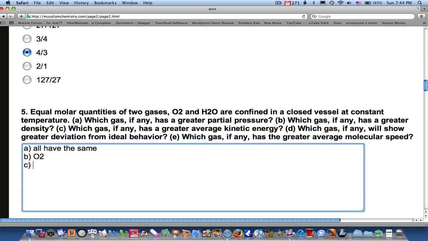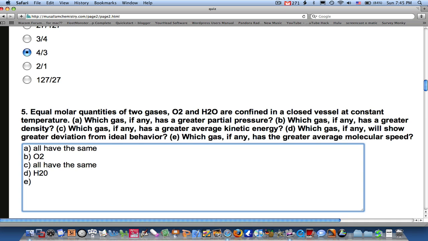In C, which gas, if any, has a greater average kinetic energy? Kinetic energy is only related to temperature in chemistry. They all are at the same temperature, so they all have the same. D, which gas, if any, will show greater deviation from ideal behavior? Okay, so if we think about the sticky chart, the more sticky it is, the more it deviates from ideal behavior. The less sticky it is, the more ideal of a gas it is. O2 is nonpolar, H2O is polar with hydrogen bonding. So H2O is the answer there.